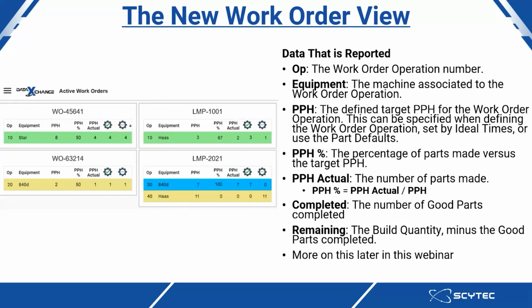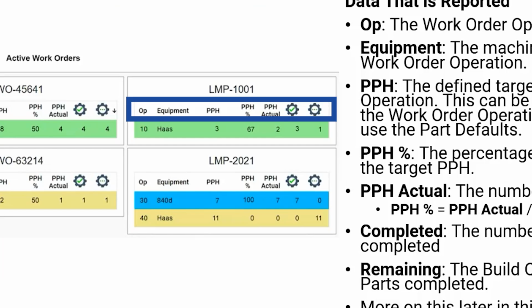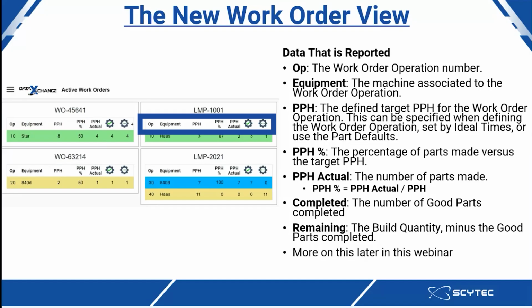And the data that is reported in this new work order view, if you go from left to right, starting with the OP, which indicates the work order operation number, and then next to that we have the equipment, which is the machine associated to the work order operation, and then below that we have the parts per hour. And the defined target for the parts per hour for the work order operation, this can be specified when defining the work order operation set by ideal times or by the parts defaults.